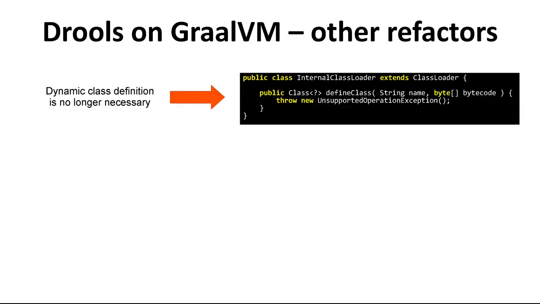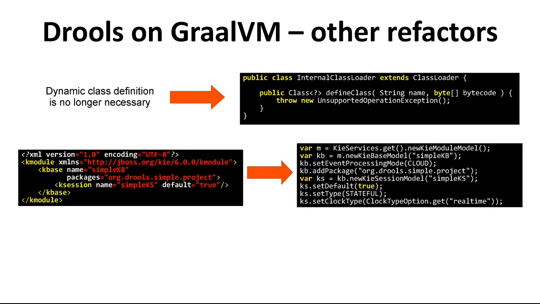So we don't need dynamic class loading anymore. Now our internal class loader just throws an exception in the define class method because we don't need it anymore. But you have to change it because otherwise Graal will bump into that dynamic class load definition during the code analysis and will refuse to create the native image. So we have to have a specific class loader for these cases that doesn't do any dynamic reflection.